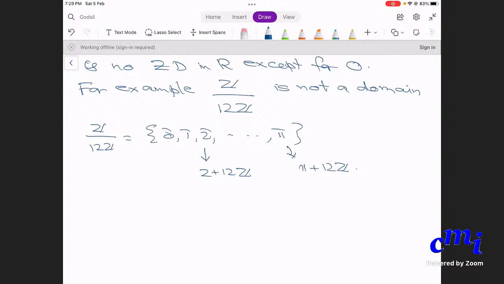And notice that 3 bar times 4 bar is 12 bar. And 12 bar is the same as 0 bar because 12 belongs to 12Z. So 3 bar times 4 bar is 0 bar. But 3 bar is not 0, and 4 bar is also not 0. Right? So this is not a domain.